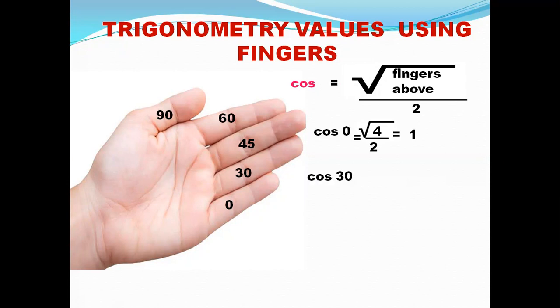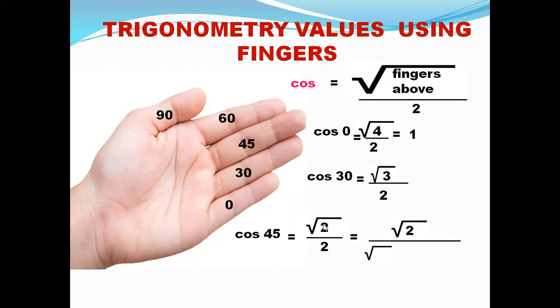Now cos 30: how many fingers are above 30? There are 3 fingers. Square root of 3 divided by 2. So cos 30 is square root of 3 divided by 2. Now cos 45: there are 2 fingers above 45, 1 and 2. So square root of 2 divided by 2, and 2 can be written as square root of 2 multiplied with square root of 2. This square root 2, this square root 2 gets cancelled out. We get 1 by square root 2.